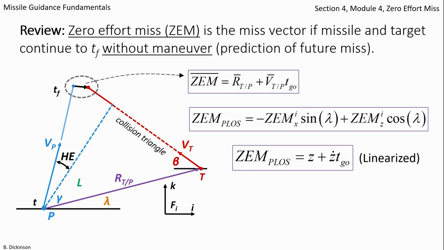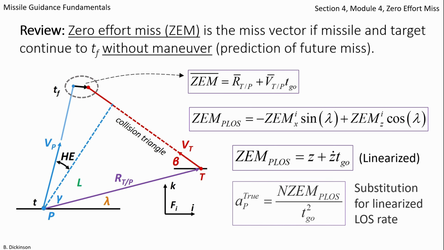Now we also saw that zero effort miss in the linearized form was proportional to the linearized line of sight rate. And that allowed us to make a substitution into the true proportional navigation law to come up with a zero effort miss form of true ProNav, where zero effort miss is proportional to the maneuver requirement of the pursuer.